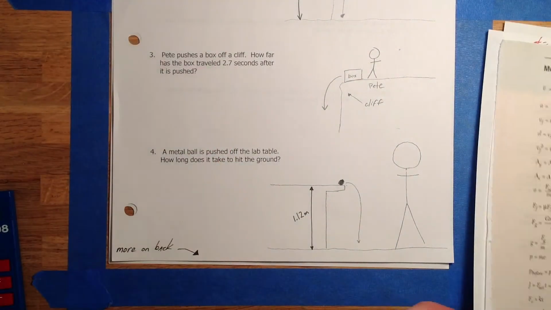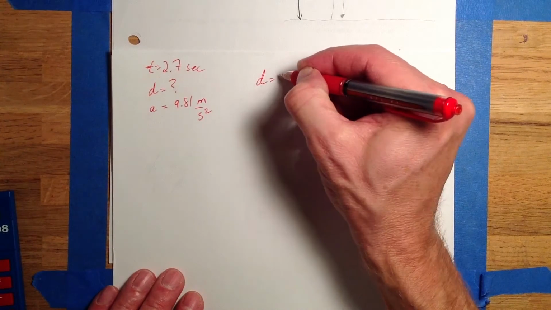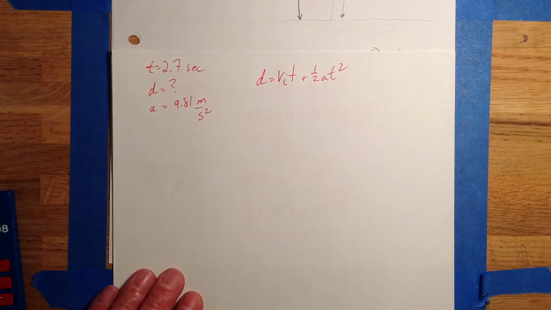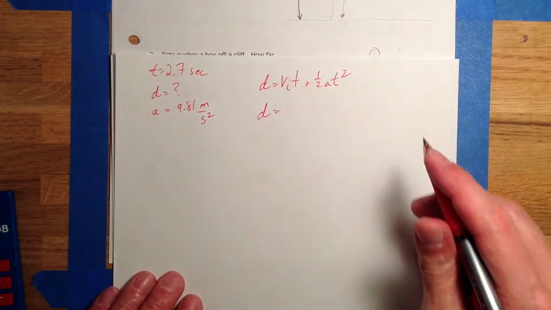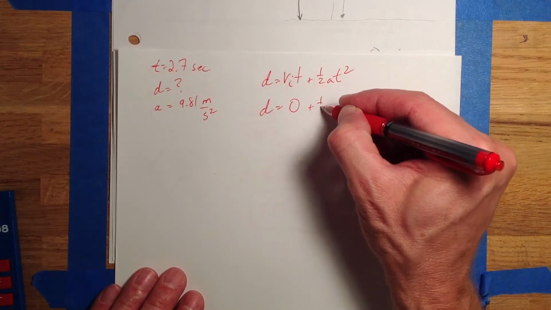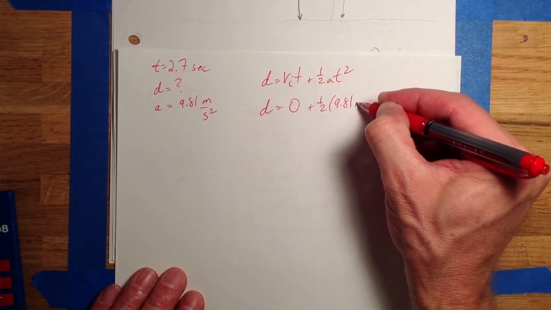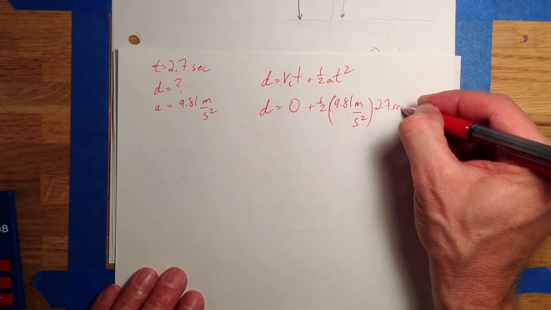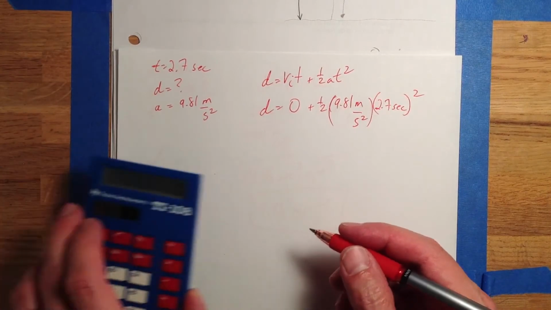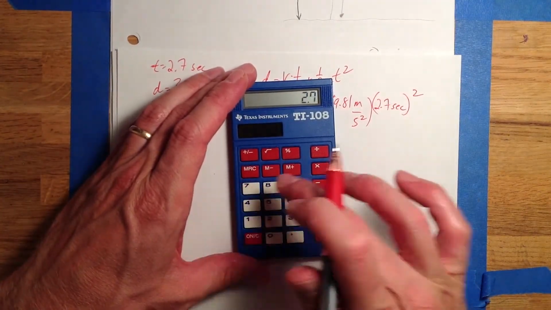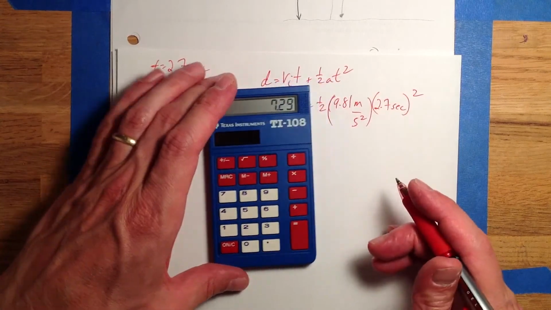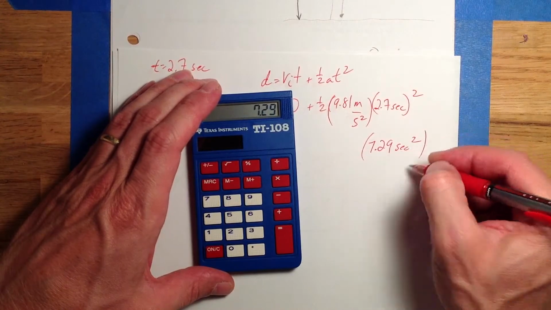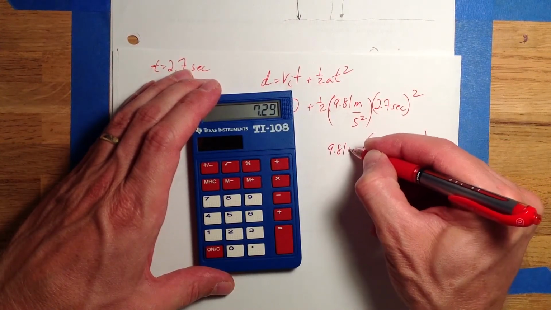D equals VI t plus 1/2 a t squared. I'm trying to find D. VI, initial velocity, is 0, 1/2, 9.81 meters per second squared. Time is 2.7 seconds squared. 2.7 times 2.7 equals 7.29. That's going to be seconds squared times 9.81 meters per second squared.